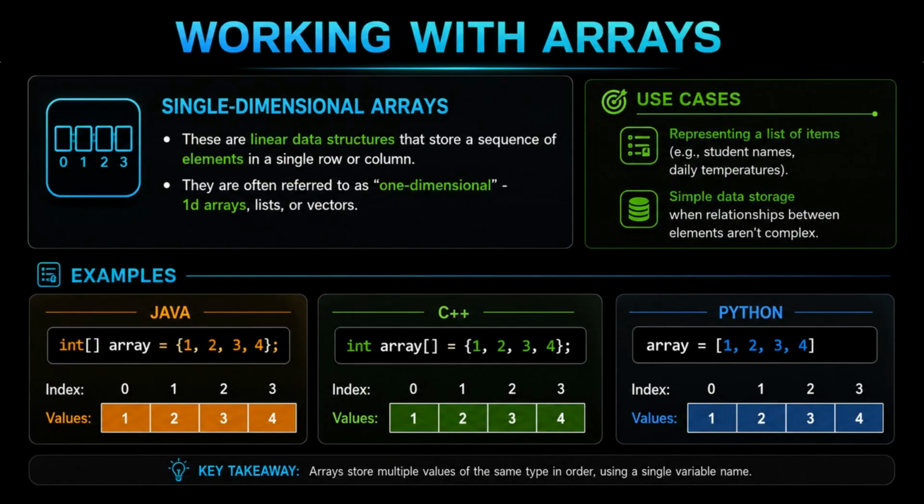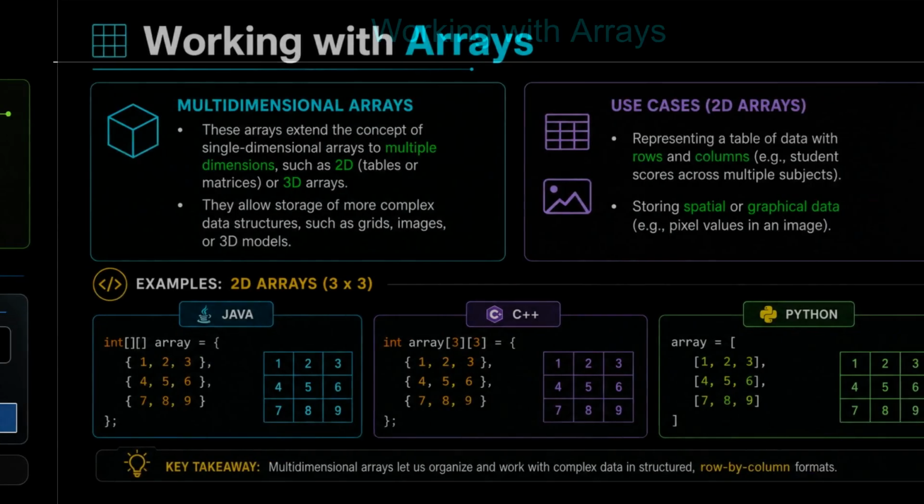A single-dimensional array is a linear structure storing a sequence of elements in one row or column, also called a 1D array, list, or vector. They're a natural fit for representing a simple list, like student names or daily temperatures, whenever the relationships between elements aren't especially complex. The same array, declared in Java, C++, and Python, looks almost identical across all three, just curly braces or square brackets holding a sequence of values.